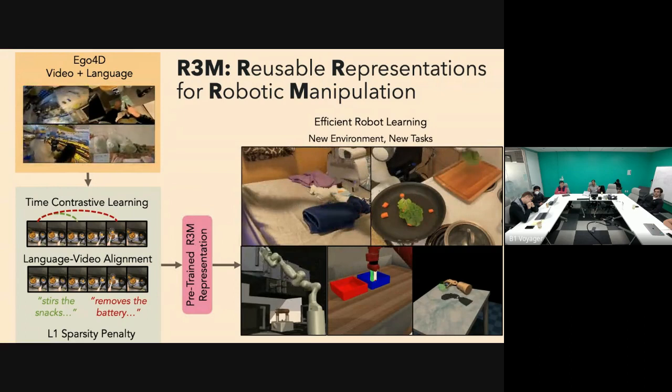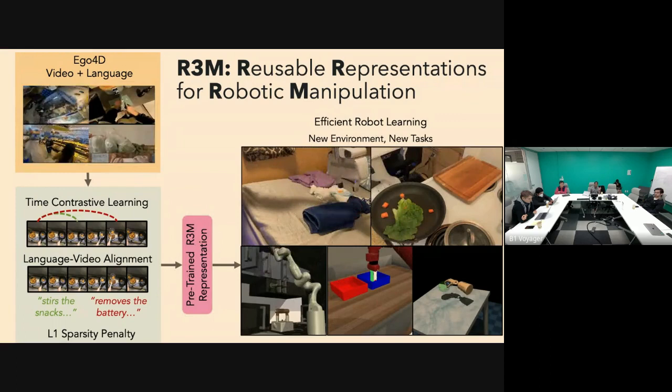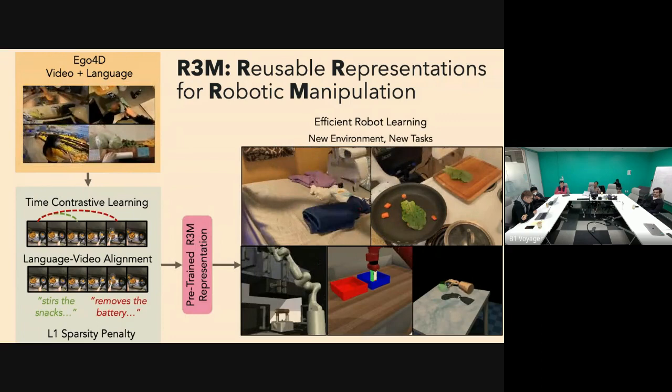And one of the key things here is that none of these environments or tasks, the representation has never seen data from them. Actually, the representation has never seen data of a robot. But because we train on this diverse data, we're able to just reuse this representation for these new environments and tasks out of the box.